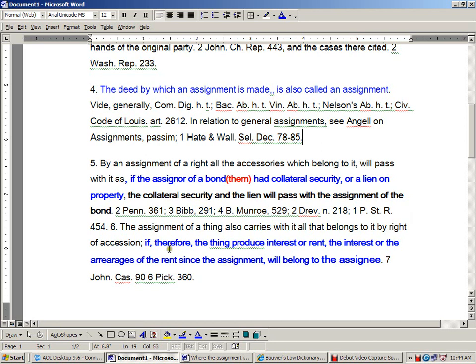The assignment of a thing also carries with it all that belongs to it by right of accession. If therefore the thing produced interest or rent, the interest or arrearage of the rent, since the assignment will belong to the assignee. It'd be good to be the assignee. Let's go see how we do that.